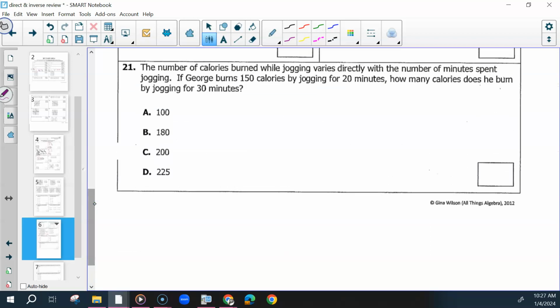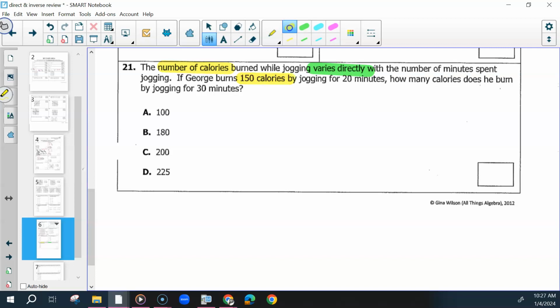The number of calories burned while jogging varies directly with the number of minutes spent jogging. If George burns 150 calories by jogging for 20 minutes, how many calories does he burn by jogging for 30 minutes? So what's important? The calories burned varies directly. Number of calories burned, George burns 150.